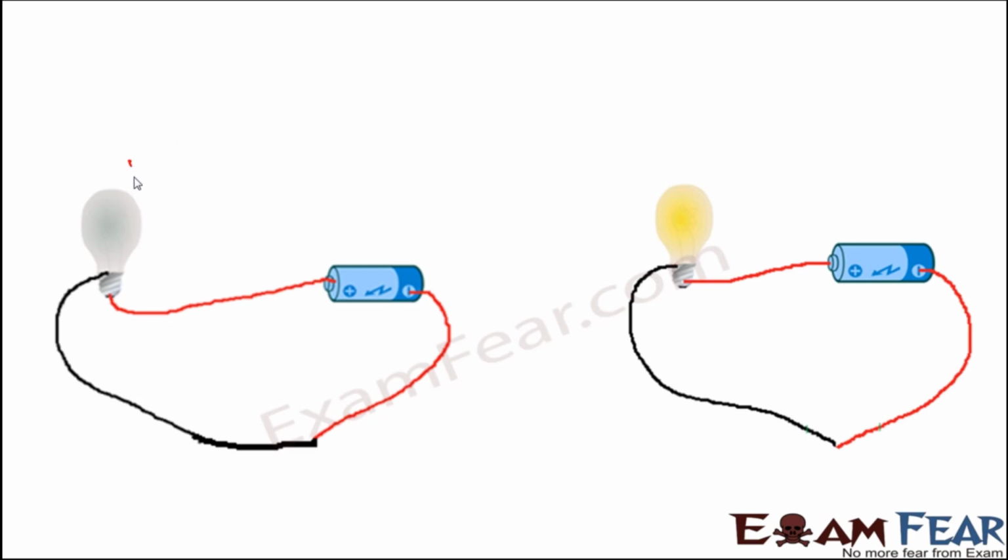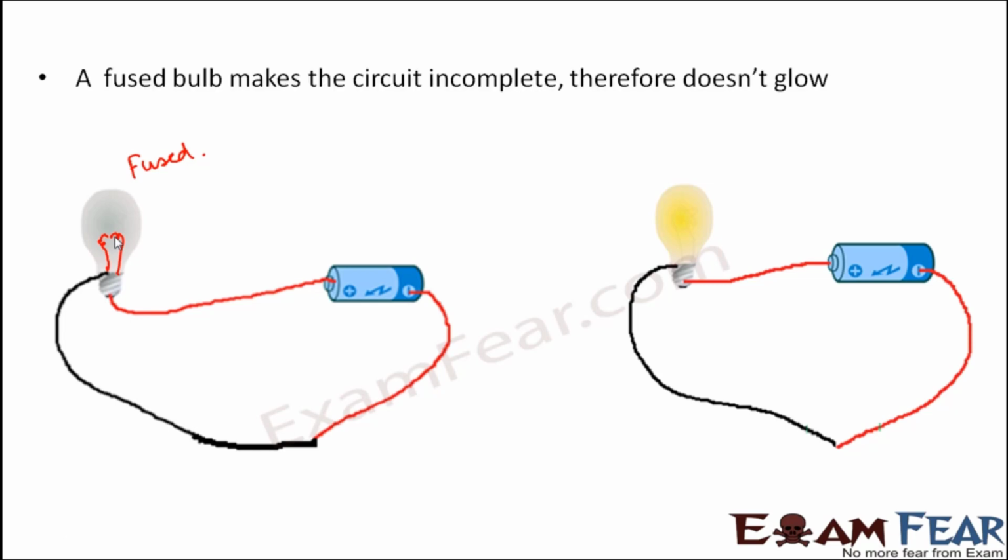So when the bulb is fused, so here let's say this is a fused bulb. Since it is fused, inside, how is the circuit complete? The current will flow like this, right? So when the current flows through this, it also needs to flow through the circuit. Now when it is broken here, the entire circuit becomes incomplete, and therefore there is no current flow, and therefore the bulb doesn't glow.